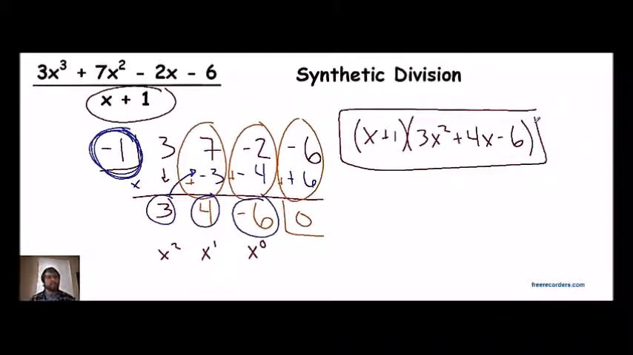So that's how you can use long division and synthetic division to help you divide out rational functions.